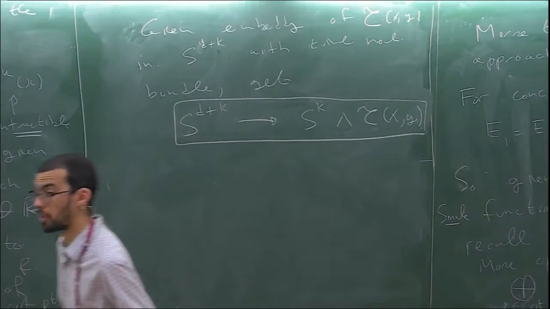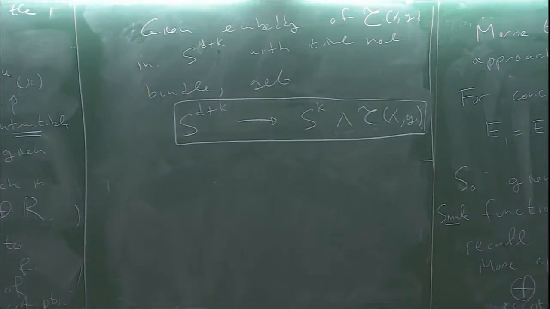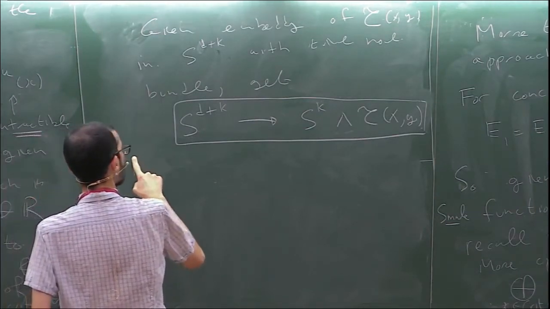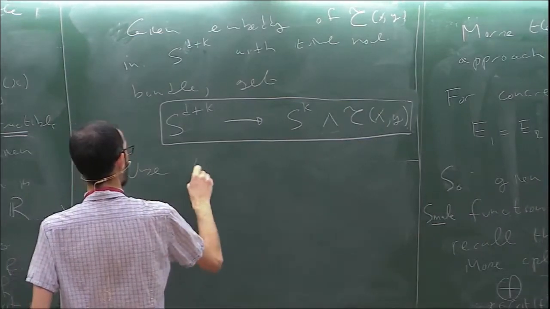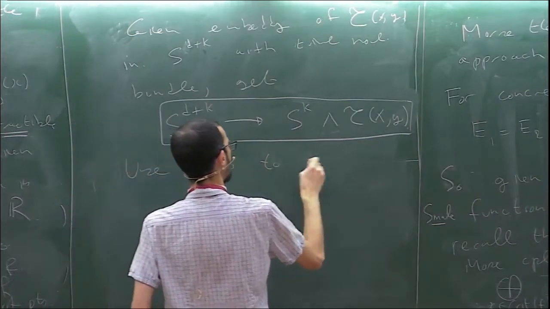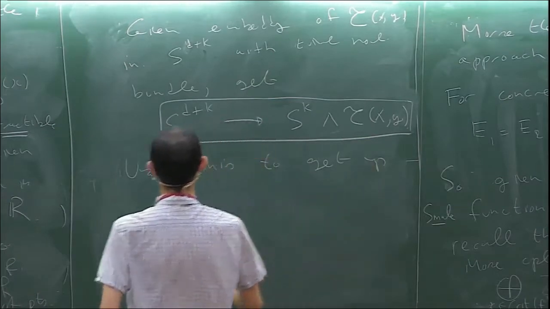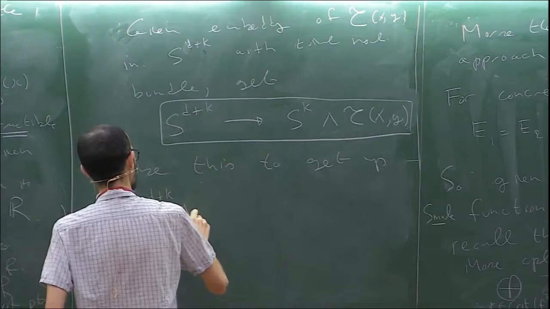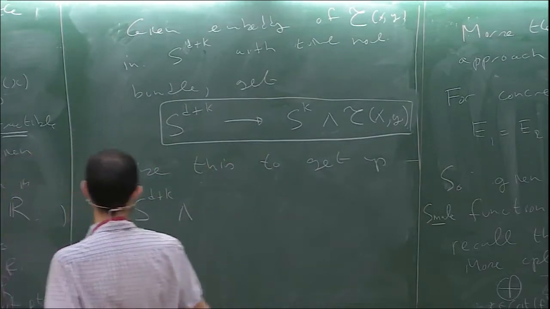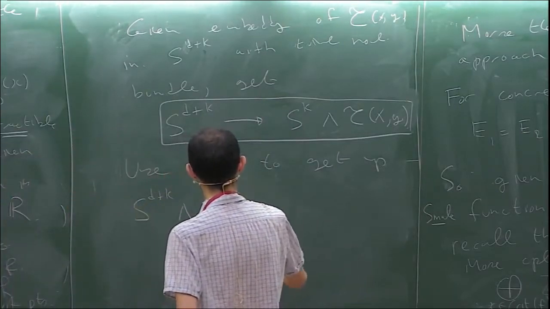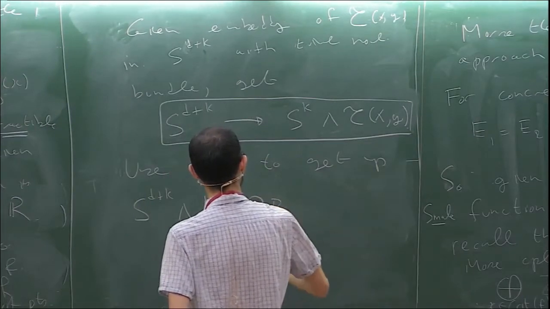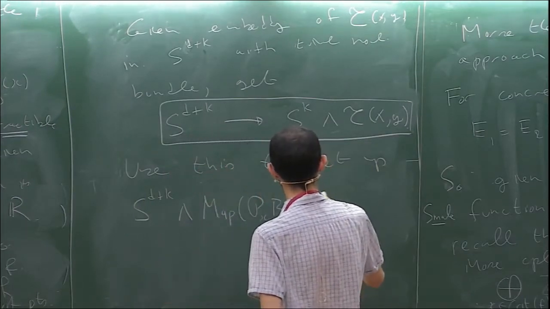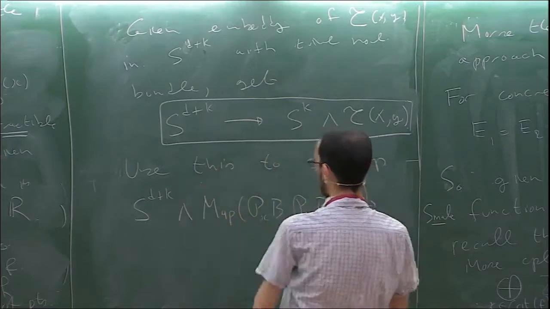So now we're going to use this. Finally, I'm going to use it here. So you can use this to get a map from S^(D+K) smashed with this space of maps. I just do it level-wise.